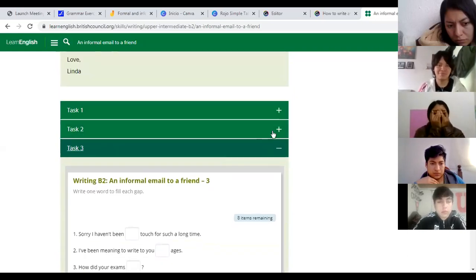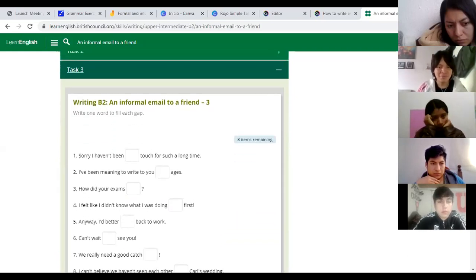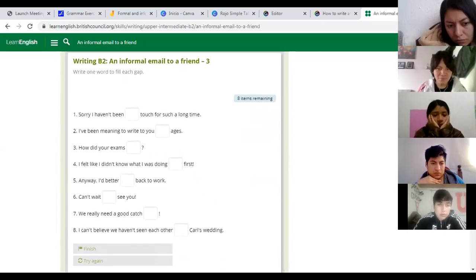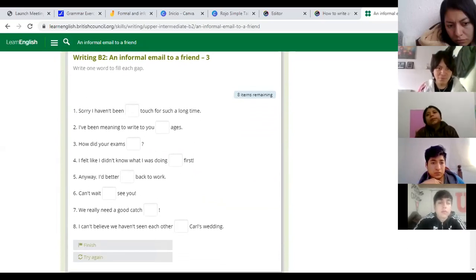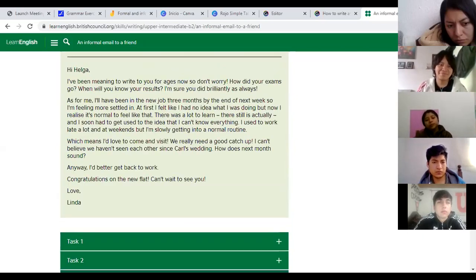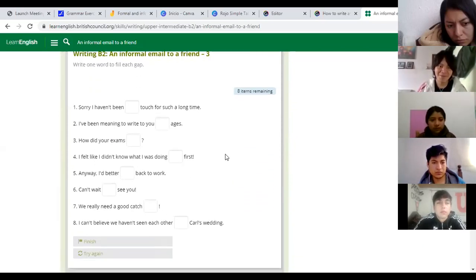3. The third task. And here it says, write one word to fill each gap. Ahora vamos a ver si estuvieron atentos a esto, a la segunda, to the task number 2. So, let's see. I'm not gonna say anybody. I'm gonna say just someone. Santiago Cando. In number 1, sorry, I haven't been. I don't know, teacher. Okay, comodín, compañeros.